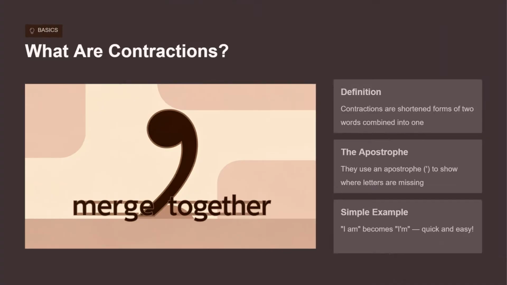So, what are contractions? Well, the apostrophe is used to merge two words together. The definition of a contraction is a shortened form of two words combined into one. The apostrophe is used to show how the words are connected. It takes the place of the missing letter or letters. Simple example, I am becomes I'm. Very quick and very easy. Let's keep going.